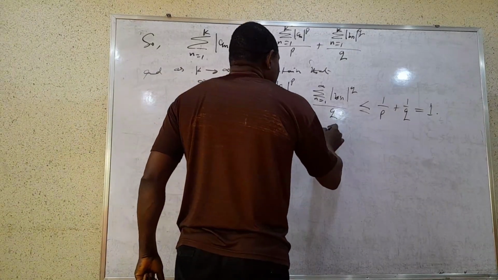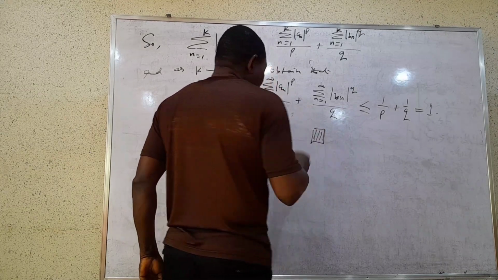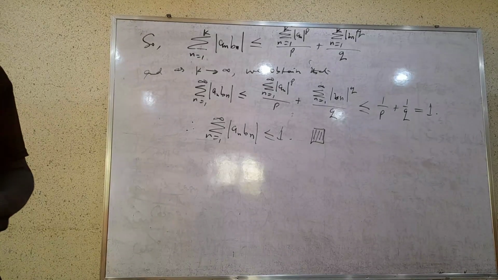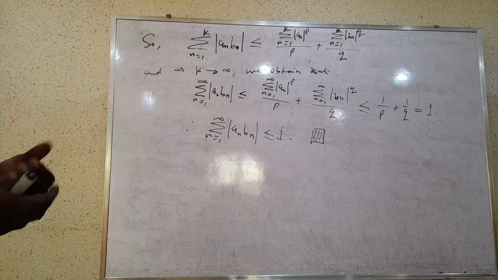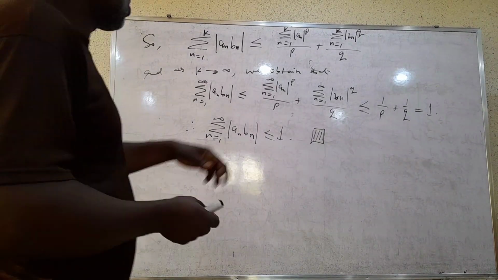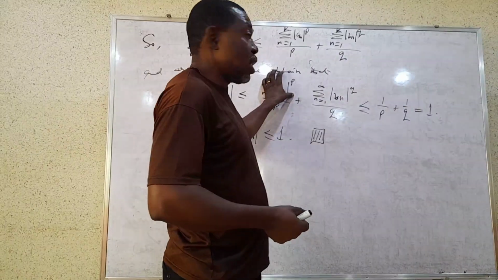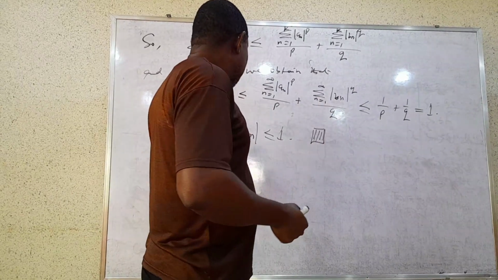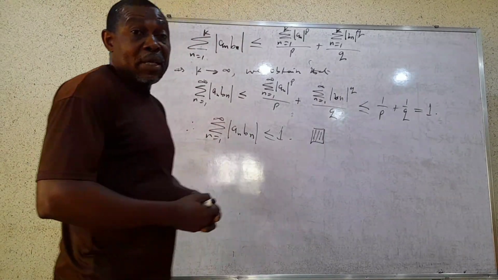Because what it means is that whenever you have a sequence of real numbers, or a sequence of complex numbers, so that this series is less or equal to 1, and this one is less or equal to 1, then this particular thing will be less or equal to 1. That's what I said.